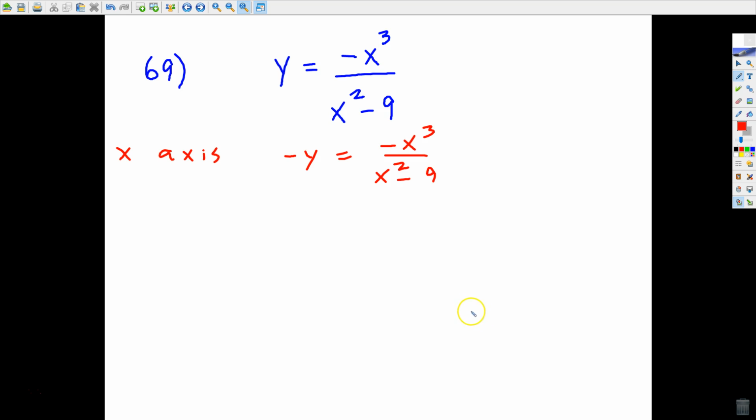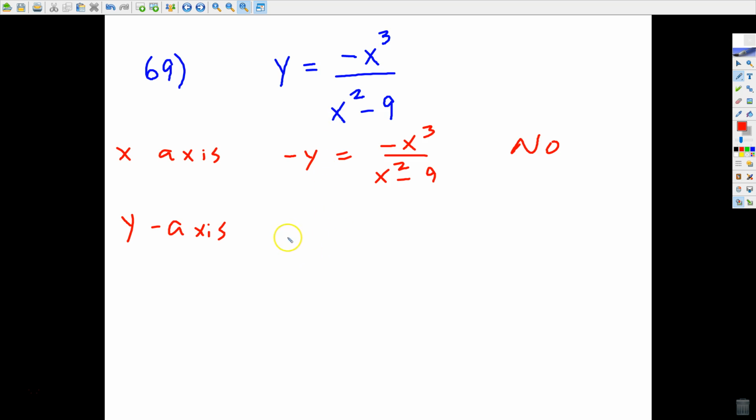Okay, and then even if we did think about what we talked about earlier, if these canceled, we're not going to have the same thing, are we? Because that would make the numerator positive. So there is no x-axis symmetry. So let's test y-axis symmetry.